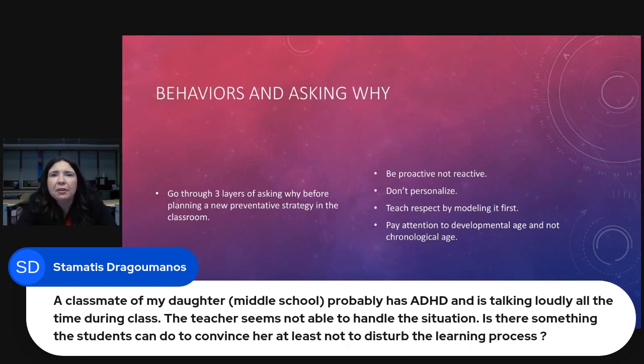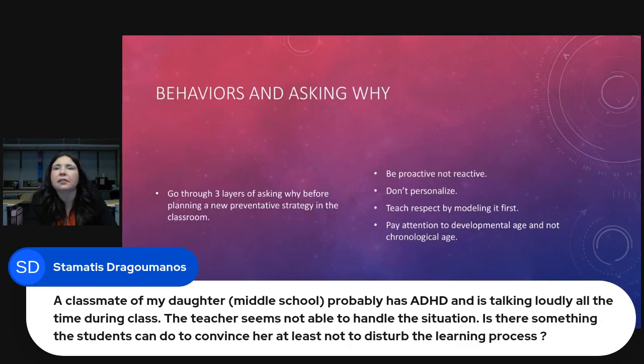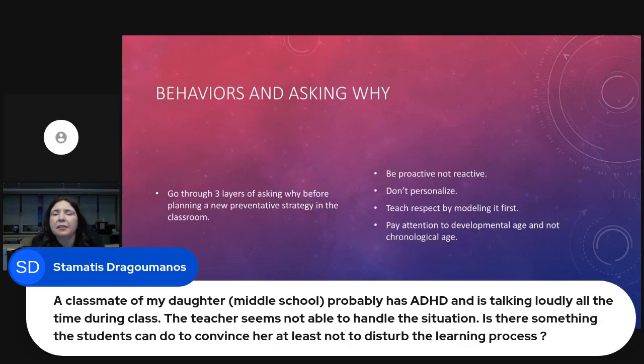So a classmate of my daughter, this thing is in the way. Donna, are you able to read that? Because the slide bar thing is in the way.